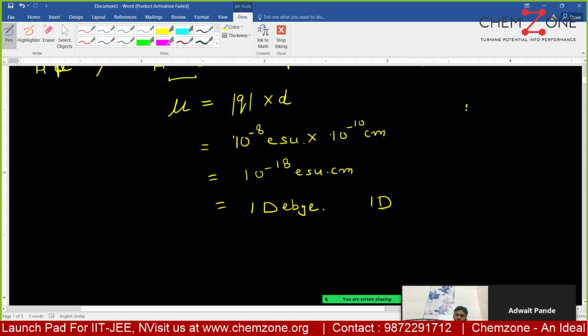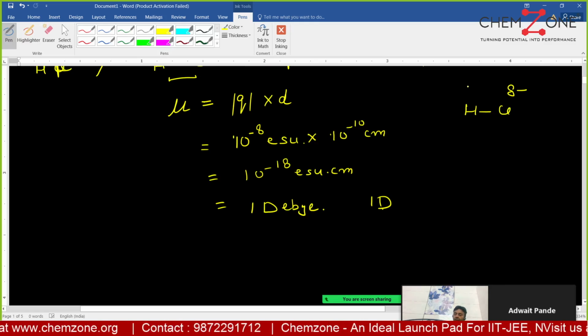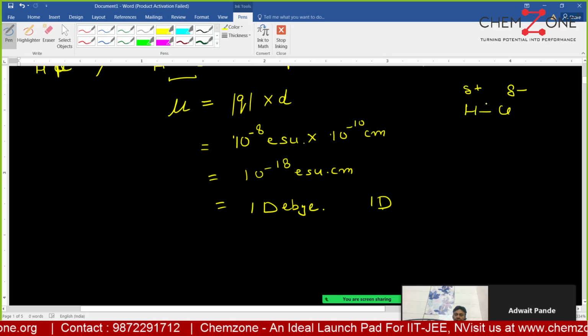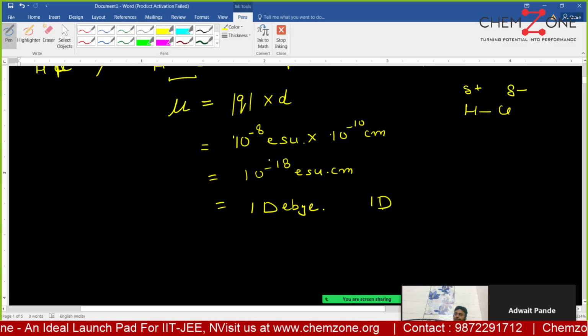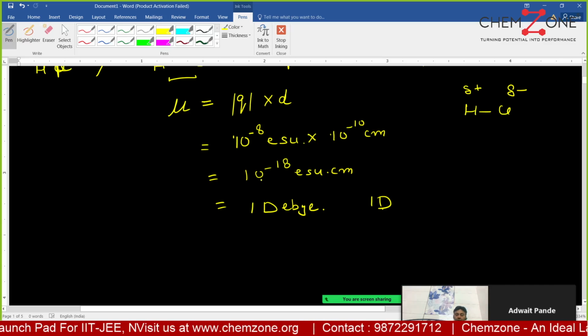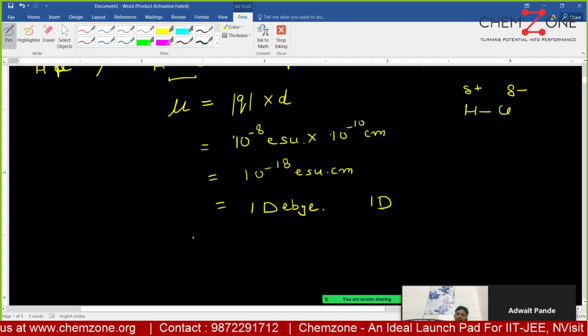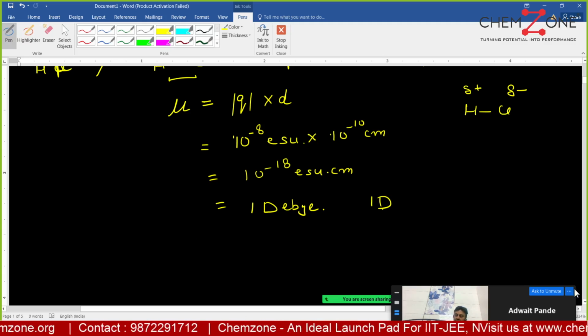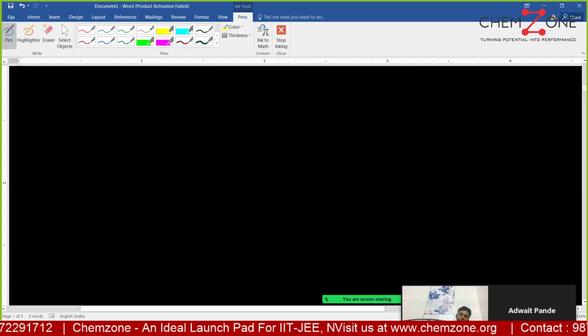Suppose I have a molecule of HCl. How much charge is coming on the chlorine and how much charge is coming on the hydrogen? That will be equal. So whatever the charge is there, its magnitude will be positive only. Right? So wherever there is a difference in electronegativity, there is a polarity in the molecule. Okay, note it down this much.